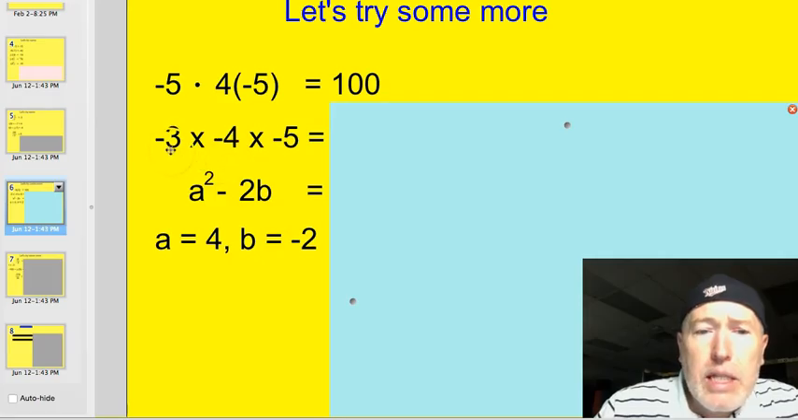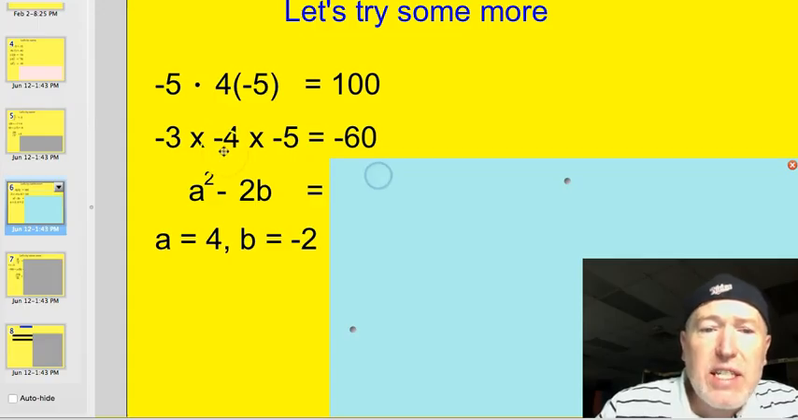All right, let's see. Negative 3 times a negative 4, well, that would be 12 times 5, that's going to be 60, and I've got an odd number, so that's a negative 60. I could have also done this. We can do 4 times 5 first and get a positive 20 and still get negative 60. Uh-oh, here's an a squared, so we're going to have to be careful with that.